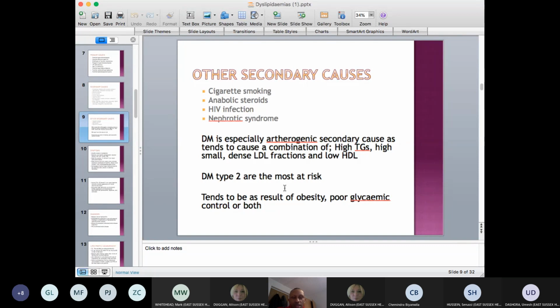Now, diabetes, of course, is a very important atherogenic cause. And it tends to cause a combination of high triglycerides, high small, dense low density lipoprotein fractions, or low HDL. It's mainly the type 2 people who are at risk. And it tends to be as a result, of course, as you know, because of the syndrome X with obesity, poor glycemic control, or both.